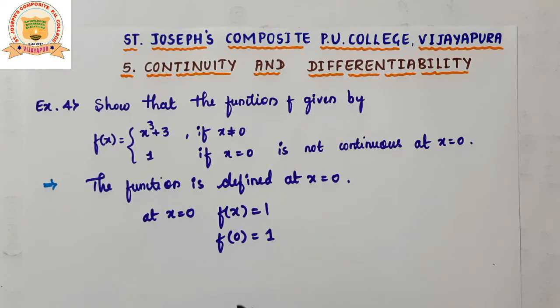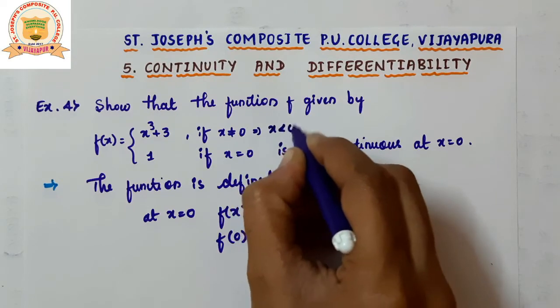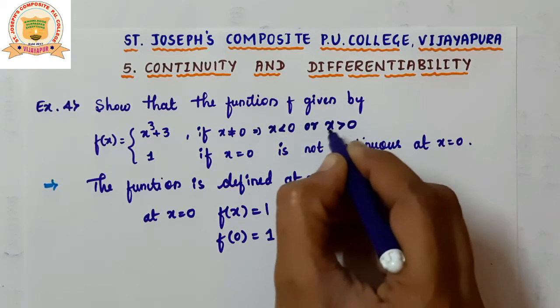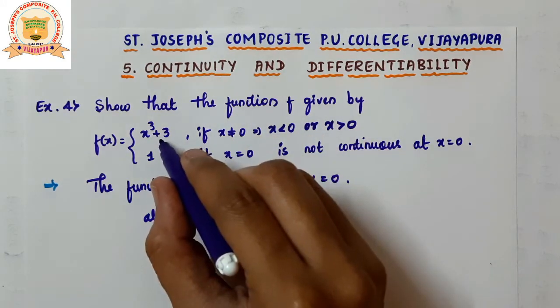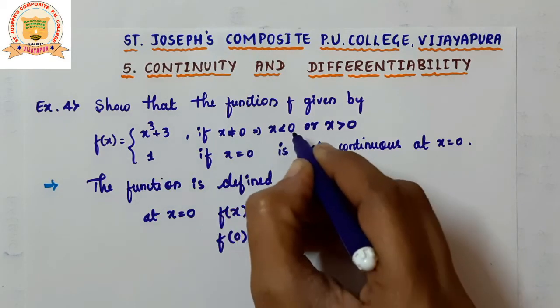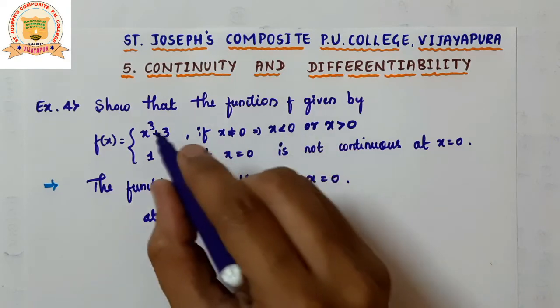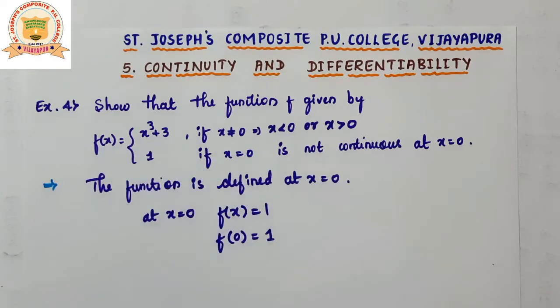Now, we have to find the limit of this function as x tends to 0, x tends to 0 from the left side and from the right side. That is less than 0 and greater than 0. X is not equal to 0 means what? This implies either x is less than 0 or x is greater than 0. Nothing but for left hand side of the 0 and for right hand side of the 0, the functional value is same. That is a polynomial function. X cube plus 3 is a polynomial function. So, no need to find LHL and RHL for this function. Both are same because for left hand side and right hand side, the value of the function is same.